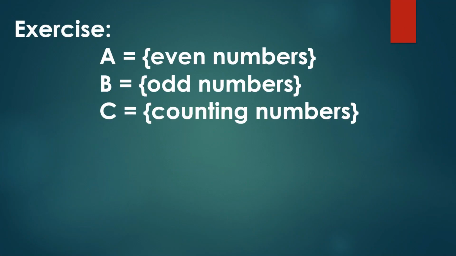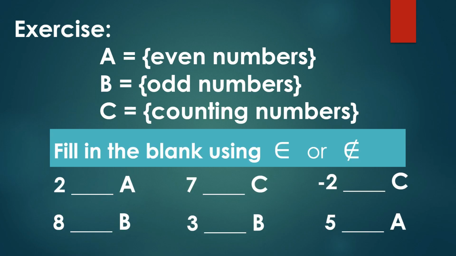Are you ready for an exercise? Let's try answering these questions. The given sets are set A, which is the set of even numbers, set B, which is the set of odd numbers, and set C, which is the set of counting numbers. Now tell whether the following numbers are elements or not elements of the given set. You may pause this video and answer it on your own.